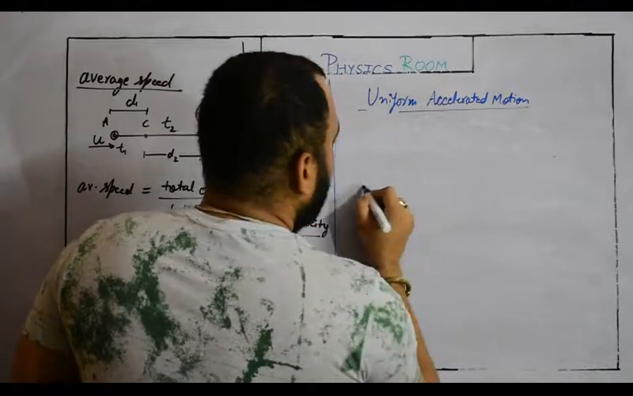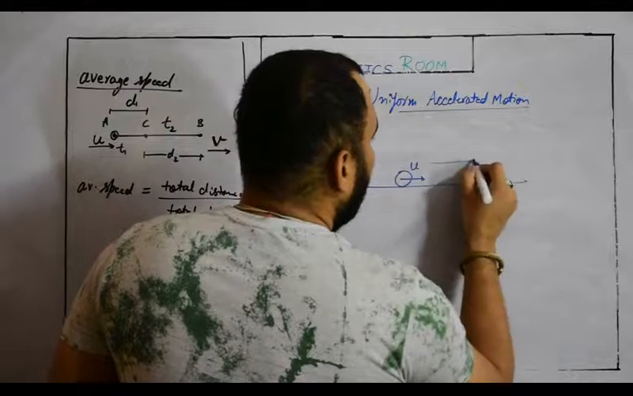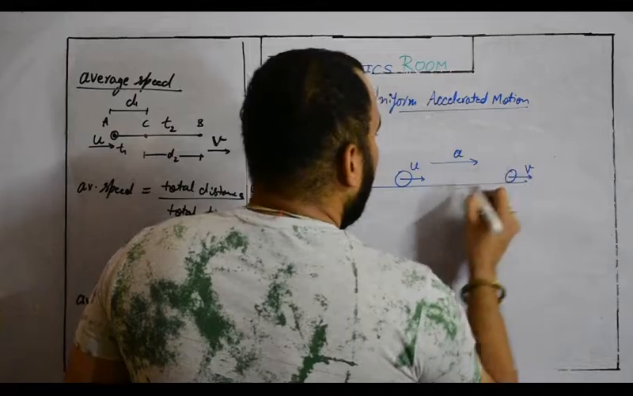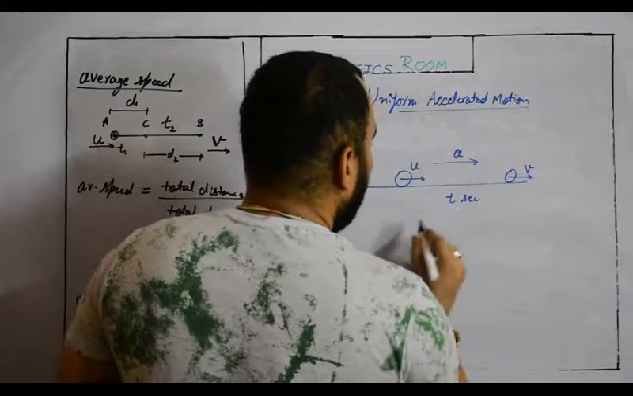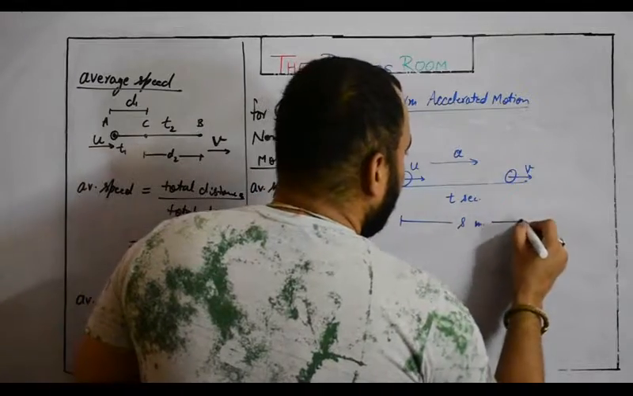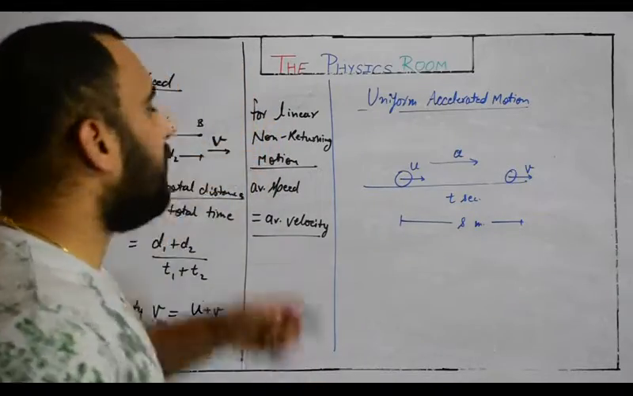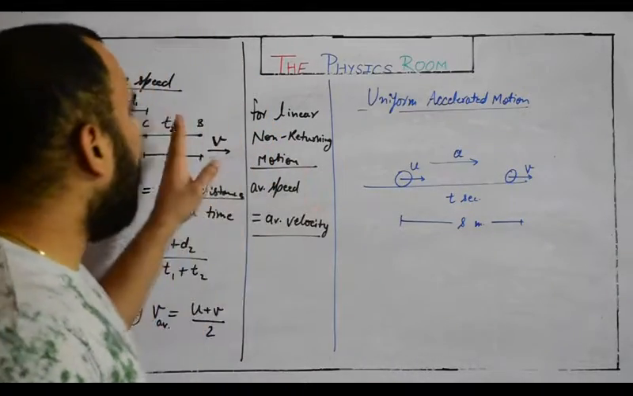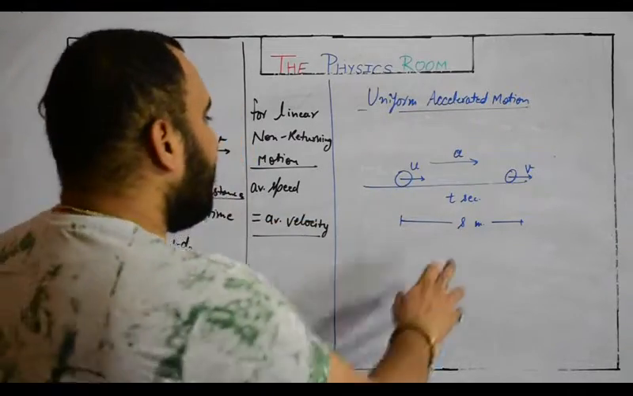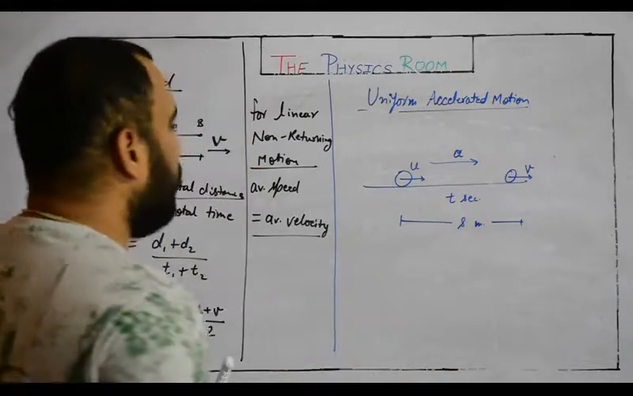So suppose a body is traveling initially with velocity u. It gains an acceleration a, due to which its velocity becomes v in t seconds, right? And it has traveled a displacement of s meters during this whole journey. So we are talking about rectilinear motion, a linear and non-returning motion. So obviously at that time this is the displacement as well as the distance traveled, right? So we are going to use this.